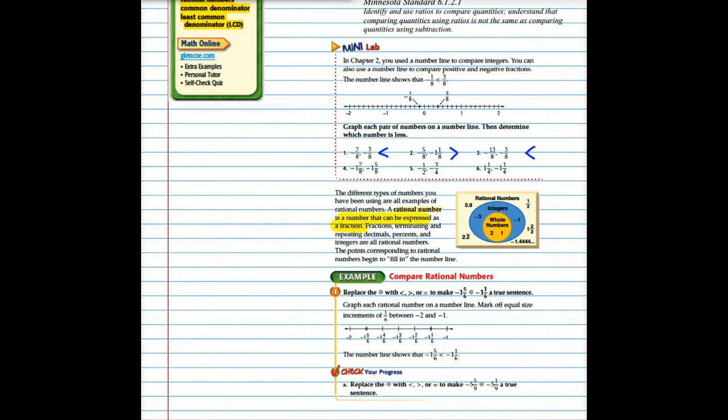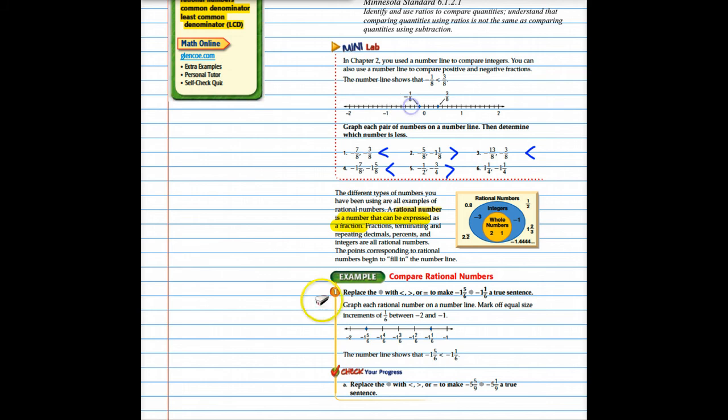Number 4. Negative 1 7/8 would be right about here. Negative 1 5/8 is here. So on the number line, negative 1 5/8 is right of negative 1 7/8, making it greater than. Now in the next two, we're going to have to change our halves and fourths to eighths. So negative 1/2 would be actually negative 4/8, 1, 2, 3, 4. And negative 3/4 would have to be negative 6/8, which would be right here. So negative 1/2 is greater than negative 3/4.